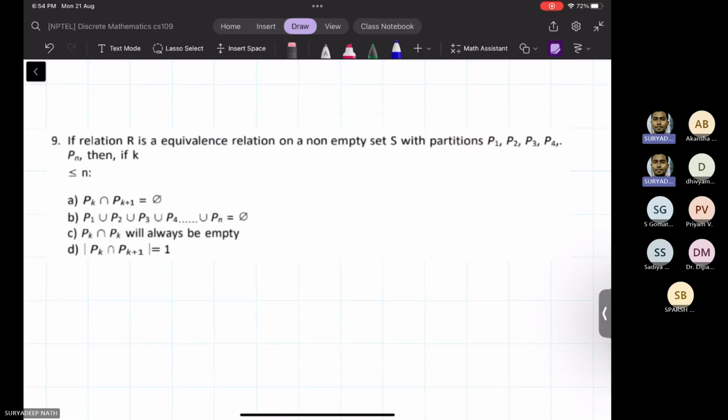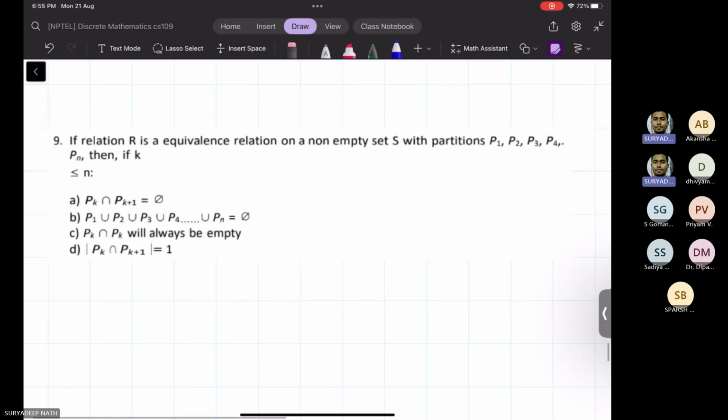Coming to question number 9. If relation R is an equivalence relation on a non-empty set S with partition P1, P2, P3, P4 up to Pn, what do you think is the right answer for this question? You have four options. Take a look at them and think about the right answer. An equivalence relation always creates a partition.